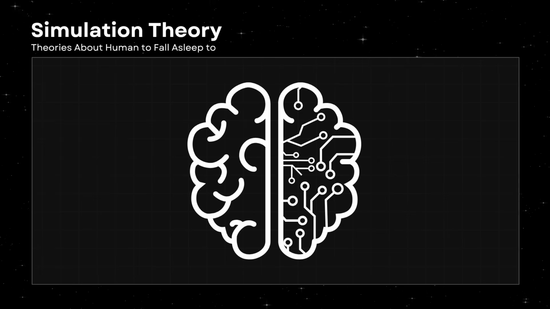Others point to math. The universe follows mathematical laws so precisely that some people think the math might be more than a tool. It might be the actual framework of reality. In that case, the universe could be a kind of computational system. If it runs like a system, maybe it is a system. That line of thought supports the simulation idea.